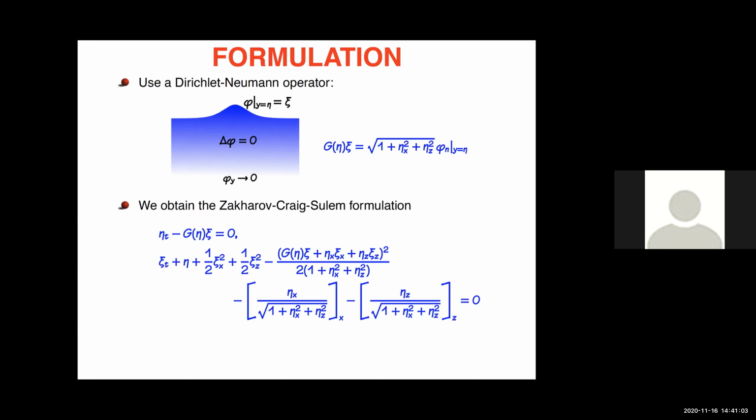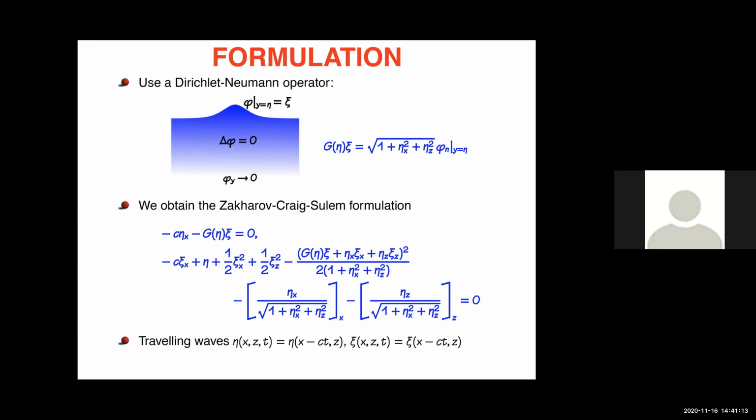Now, we can of course look for traveling waves. So let's make the traveling wave ansatz again. The d by dt changes into minus c d by dx. And there's actually one more thing that we can do with these equations. We can eliminate xi from them completely and reformulate the whole thing as a single equation for just eta. And that is relatively easy to do.